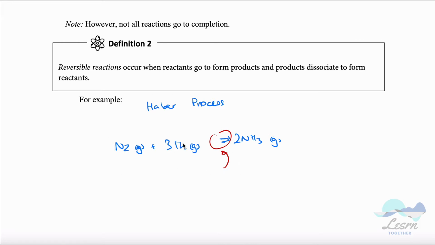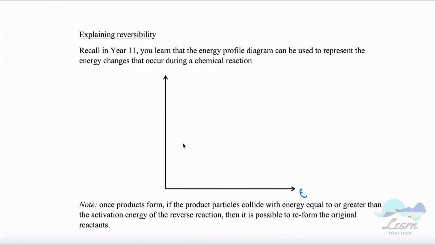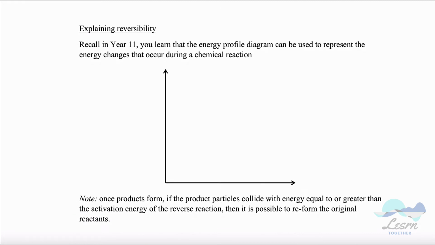Okay, and you're going to reach a point where those rates are going to equal each other, right? But the key is with reversible reactions, you can go forwards and then you can go backwards. Okay, that's the main takeaway so far. All right. Now, how do we sort of map this out on an energy profile diagram, linking it to some of the stuff that we may have come across in year 11?